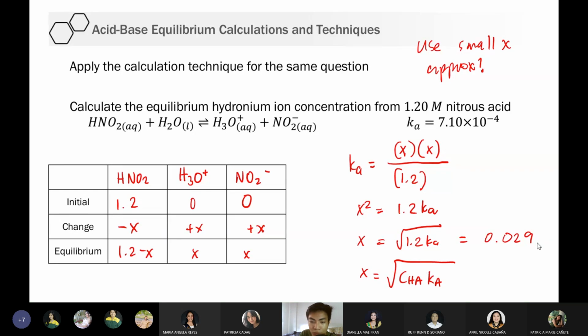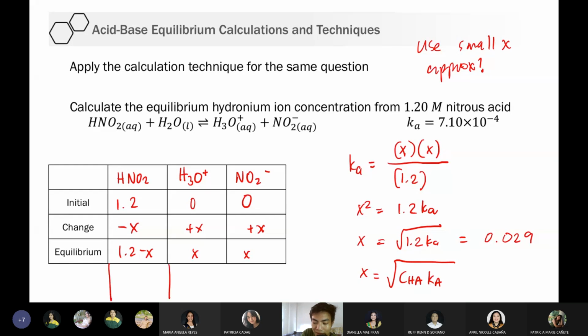Which is 0.029, the same answer we got last time. Di ba, bilis? Siguro nagko-quadratic tayo, hindi pa tayo tapos until now. Pero tapos na tayo eh. Yun na yung x value. Pero your problem doesn't end there, no? X pa lang nakukuha mo. Hindi mo pa nakukuha yung final answer dito.